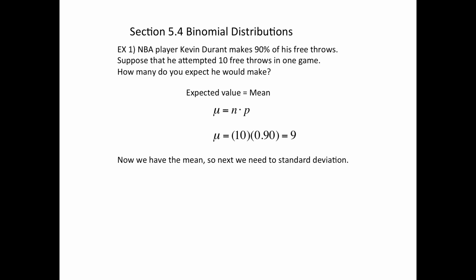Well, since we have the mean, it would also be nice if we had the standard deviation. The formula for the standard deviation is pretty quick and simple. The standard deviation is the square root of n times p times q. And so that turns out to be 0.949.